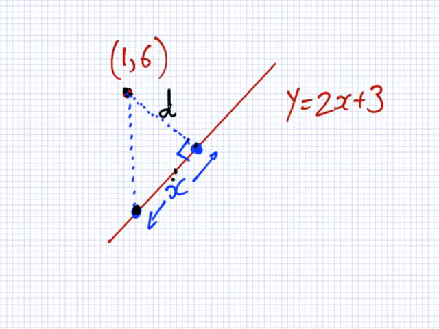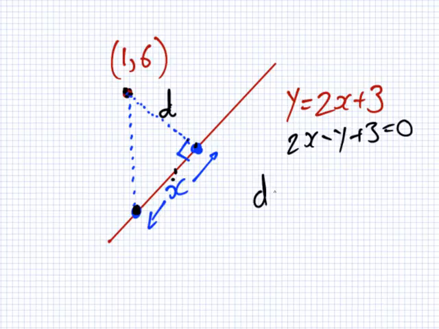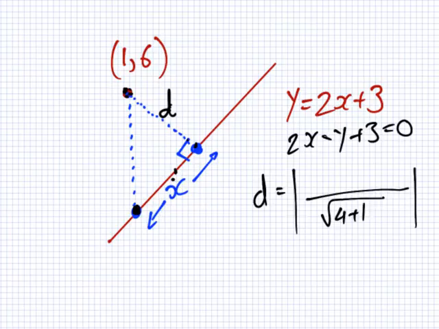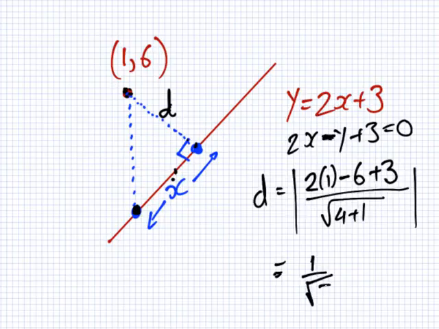So the first one, that's not so bad. That's 2x minus y plus 3 equals 0. So that distance would be square root of 4 plus 1 on the bottom, and on the top it's 2 times 1 minus 6 plus 3. So that's 2 minus 1, so 1 over root 5. Minus 1 over root 5, and then make it positive, 1 over root 5.